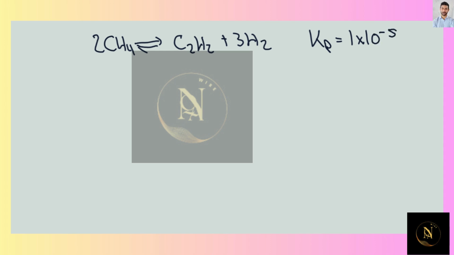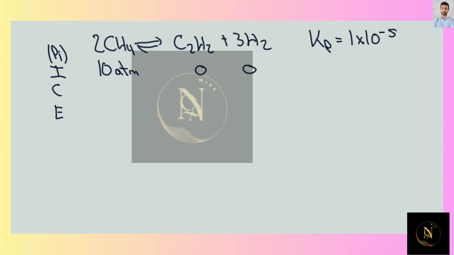The information that is given to us is that the initial pressure, whenever we do our ICE table, in this case we're going to employ the partial pressures of each of the compounds. The initial pressure is going to be 10 atmospheres of methane gas. So over here we're going to get 10 atmospheres, 0 and 0.